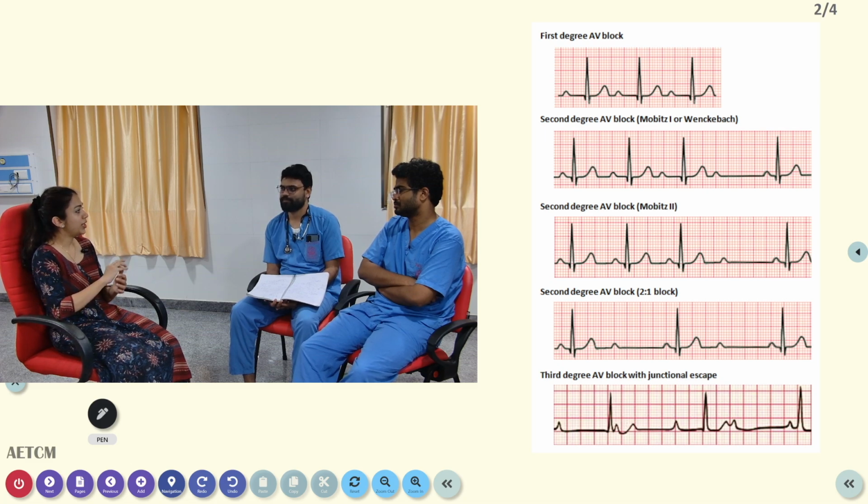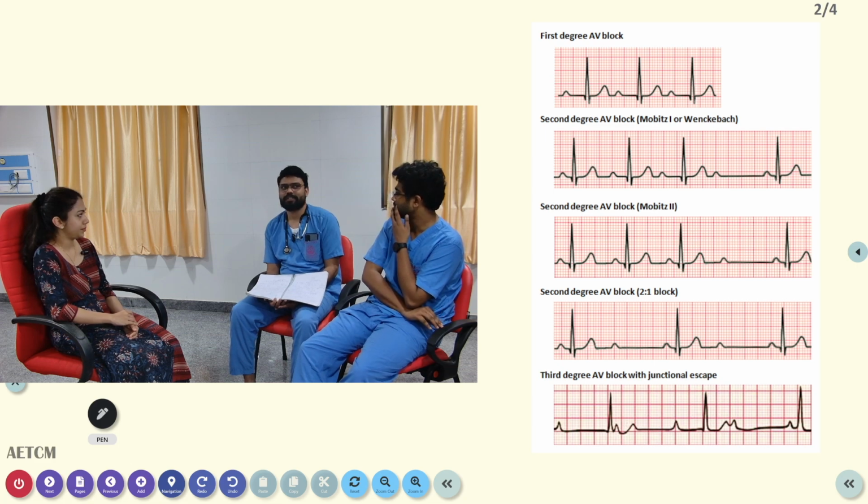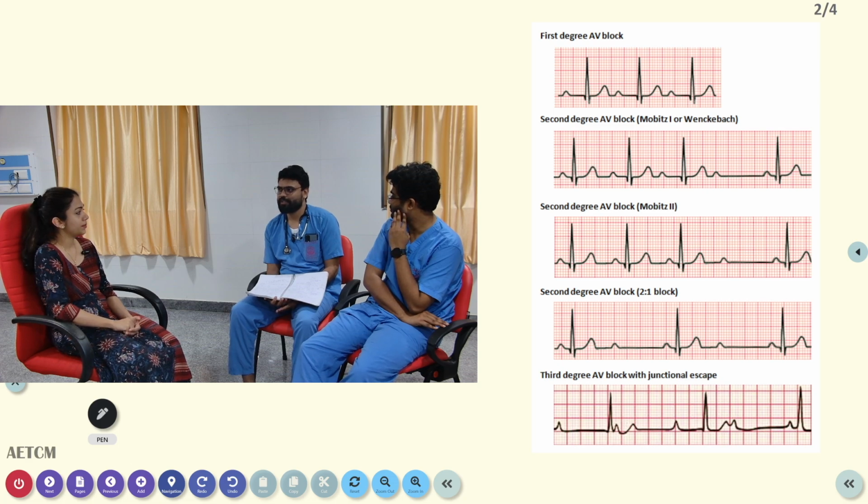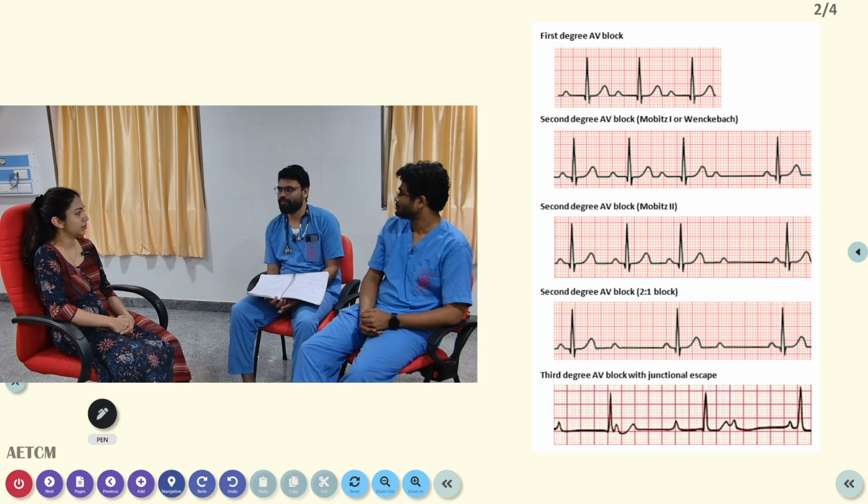Okay, can you tell what are the types of heart blocks? Heart blocks can be basically divided into three: first degree, second degree, and third degree heart block. In first degree heart block, every impulse from the SA node is transmitted to the ventricle through the AV node, but there is a delayed impulse. But every impulse is being conducted. So there is a prolonged PR interval.